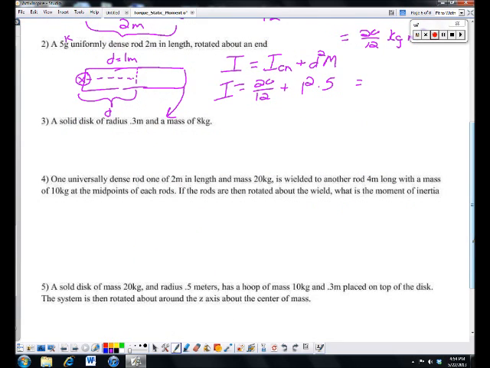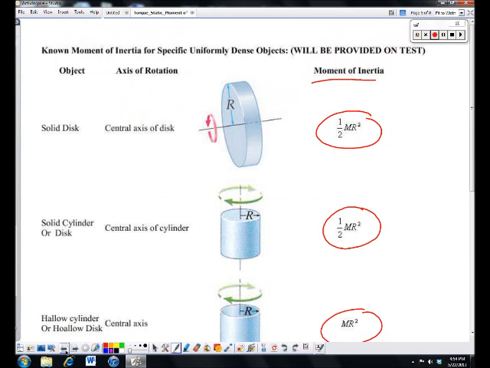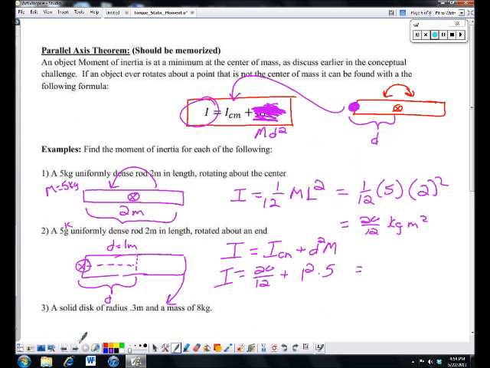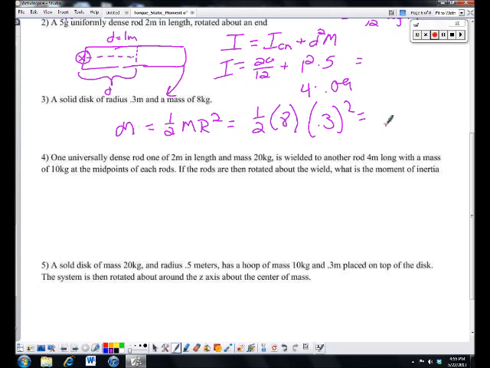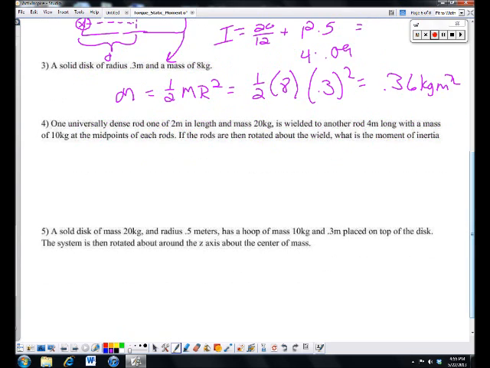All right. A solid disk of radius 0.3 meters and mass of 8 kilograms. Let's go back to this page. Solid disk, there it is, 1/2 m r squared. So I equals 1/2 m r squared, that's 1/2 of 8 times 0.3 squared. That's 0.09 times 4, so 0.36 kilograms meters squared. Nice and simple.